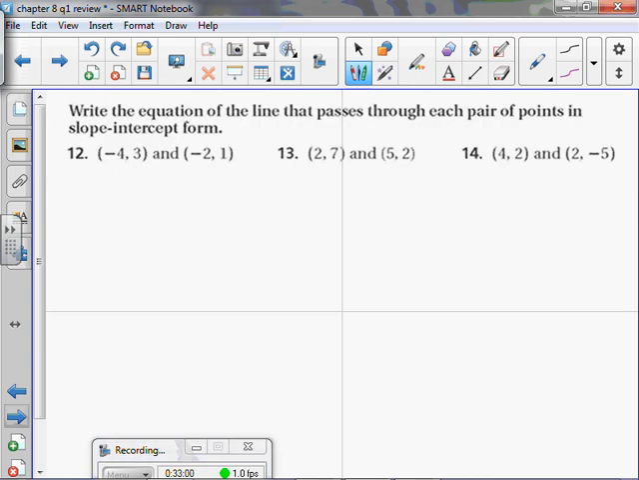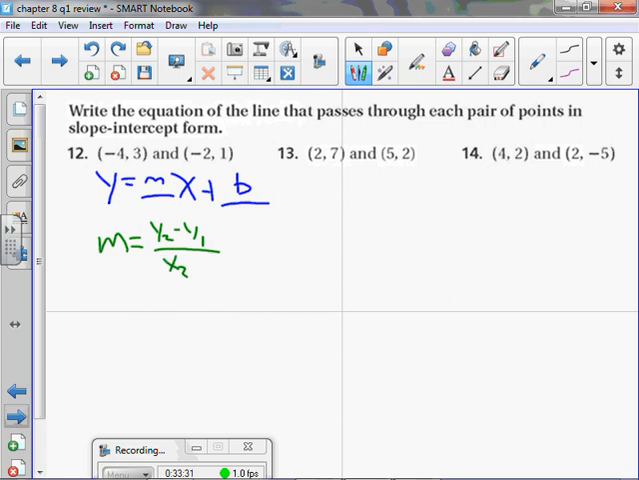It says to write the equation of the line that passes through each pair of points in slope-intercept form. (-4, 3) and (-2, 1) is our first pair of points. To do this, we're looking to find y equals some number x plus some number. Those are m and b, so we need to find m and b here. Finding m is easy. We did that a couple slides ago. m equals y2 minus y1 over x2 minus x1. I'll call them x1, y1, x2, y2.